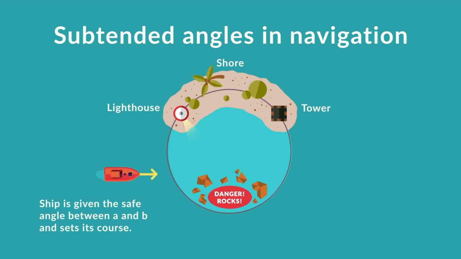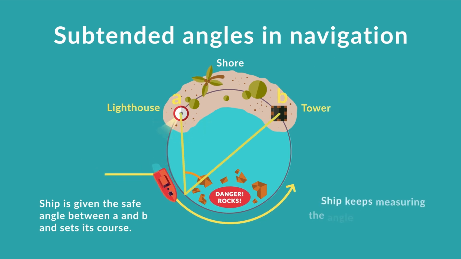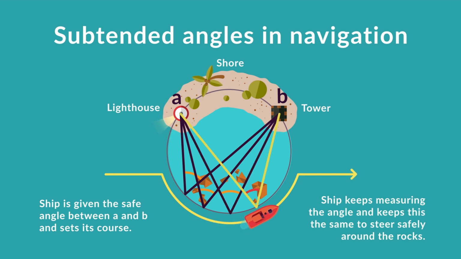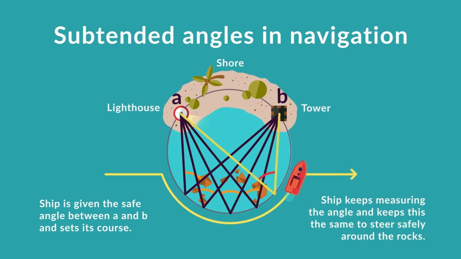A sailor knows the position of 2 points on the shore, as well as the angle that must be subtended by these 2 points to keep a safe course around a dangerous area.